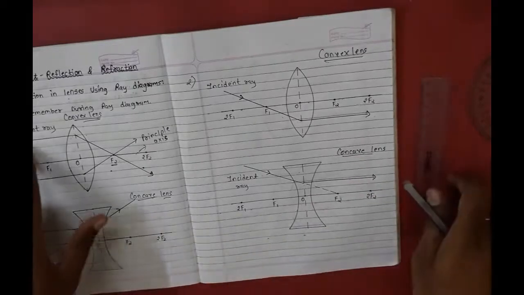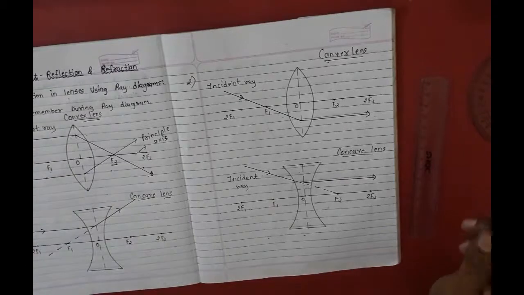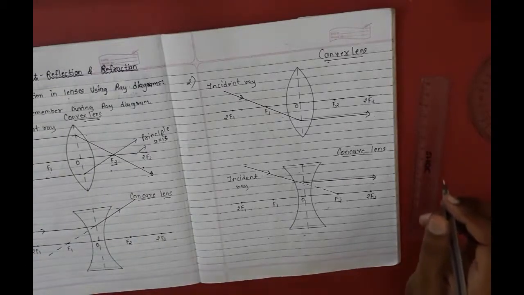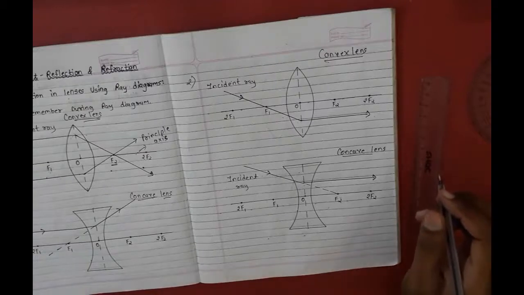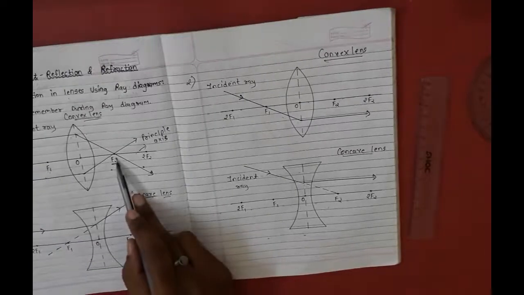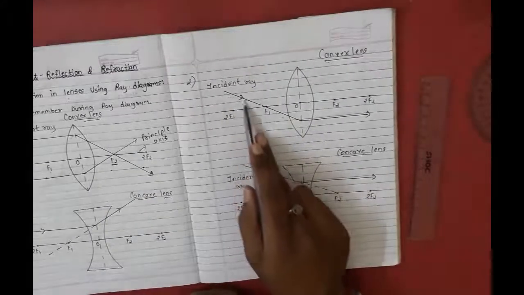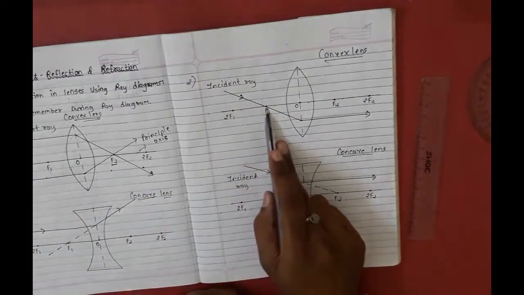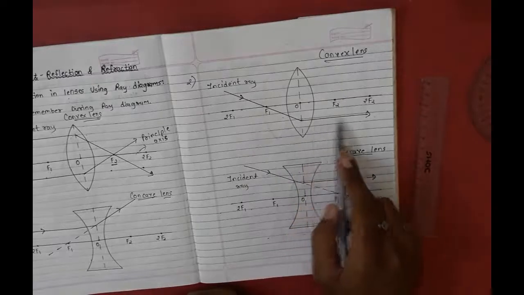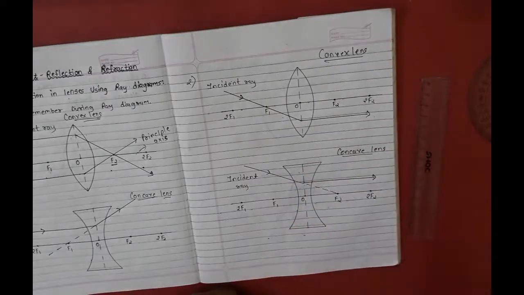So what was rule number 1? Rule number 1 में हमने क्या पढ़ा? If your incident ray is parallel to principal axis, after refraction it will pass through the focus. And rule number 2, if your incident ray is passing through the focus, after refraction it will become parallel to principal axis. Clear? Okay, now let's see the rule number 3.